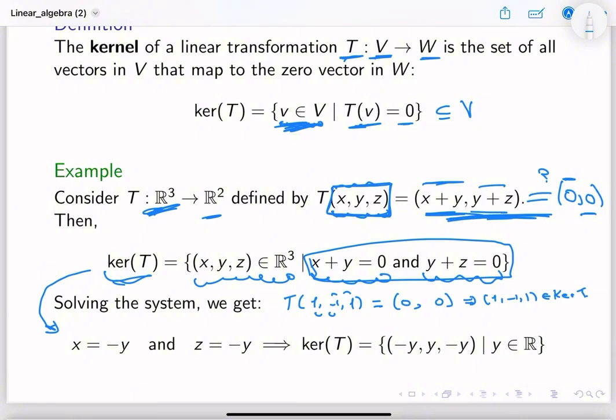So you see that since x is equal to -y from this first equation, and from the second one you have z is equal to -y. If you just replace x here by -y and z by -y, you see that the vectors in the kernel take the form (-y, y, -y) as y runs over R. So you can write the kernel in this compact form. This is what the kernel is, and this is an example of a kernel of a linear transformation.